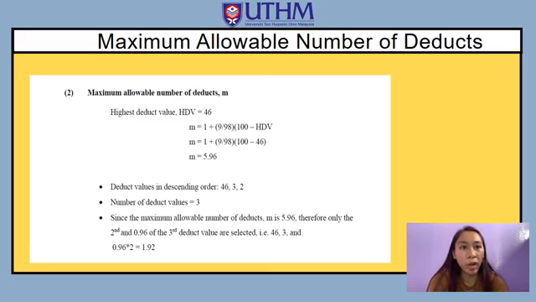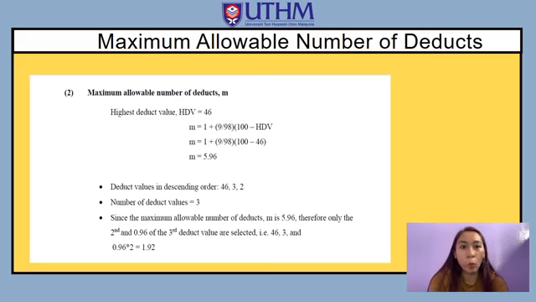After that, we arrange the deduct values in descending order. Since the maximum allowable number of deducts M is 5.96, therefore only the second and 0.96 of the third deduct value are selected.